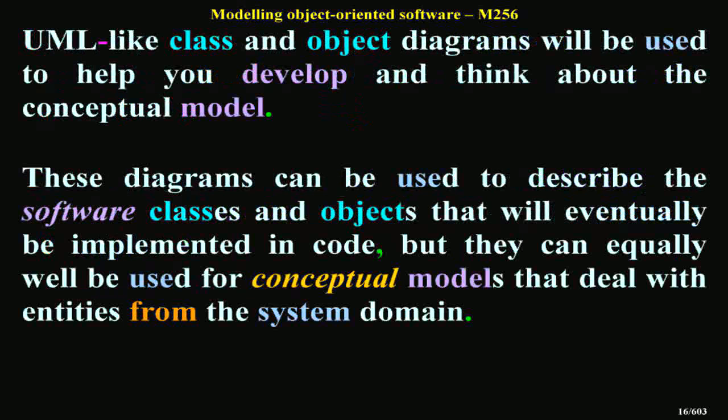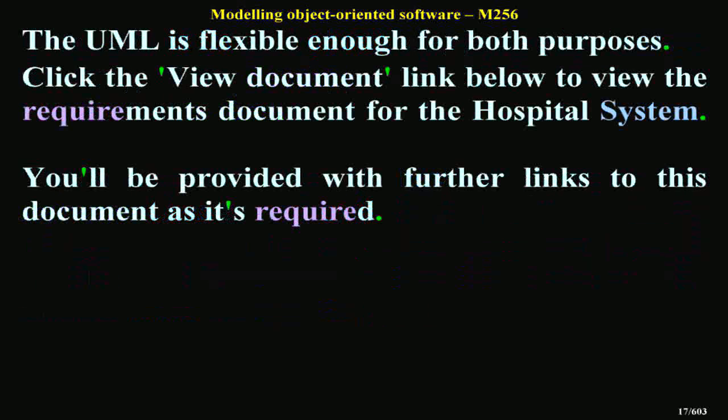conceptual model. These diagrams can be used to describe the software classes and objects that will eventually be implemented in code, but they can equally well be used for conceptual models that deal with entities from the system domain. The UML is flexible enough for both purposes.